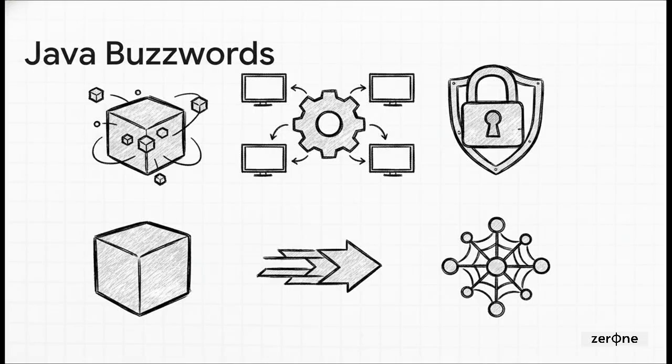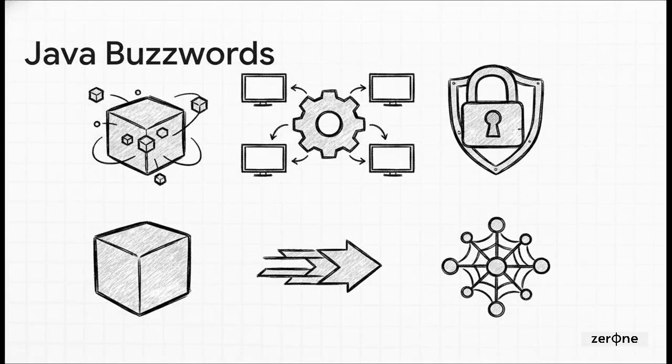Second, and this is absolutely crucial, it is platform-independent. It follows the famous write once, run anywhere, or WORA philosophy. You see, unlike C or C++, which compile down to machine-specific code, Java compiles to bytecode. It's also simple and secure.